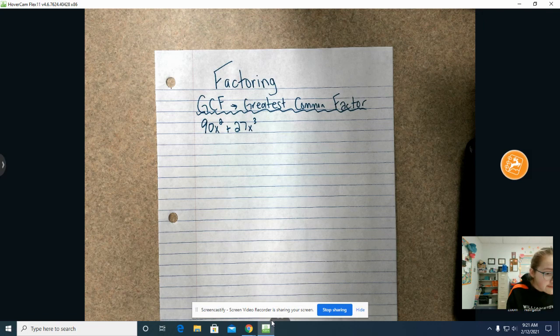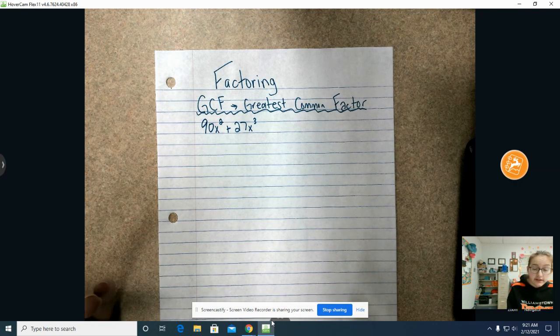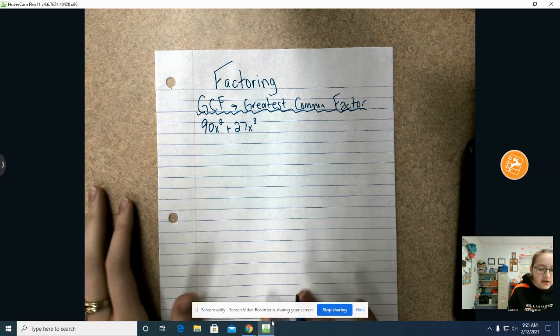So if you're someone that's not good with your factor trees, not really factor trees, but just factors, you don't really know your multiplication tables, this might be a little more challenging for you, but you can just do a lot of trial and error in your calculator. 90 divided by this is this. 27 divided by this is this.